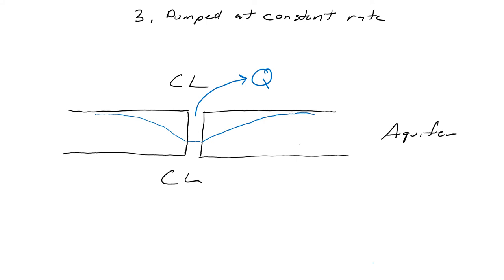So let's define a few quantities. So this level right here is the total head or water level prior to pumping, basically right at the top of the aquifer. This right here, B, is the aquifer thickness.